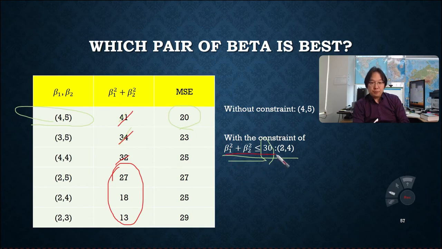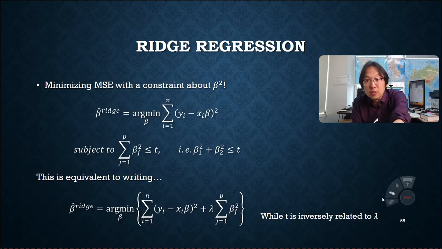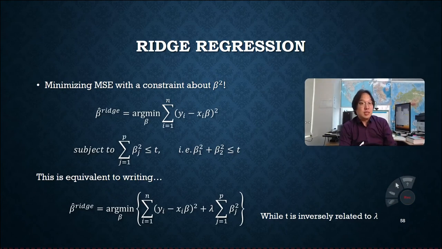Out of those, we want to go for the minimum mean squared error, which is this one. So that's why the ridge regression result will be 2 and 4 for beta 1 and beta 2, whereas the least squares regression result will be 4 and 5. The coefficient estimate changes accordingly because of the constraint. All right, ridge regression looks like this: minimizing mean squared error with a constraint on beta squared.